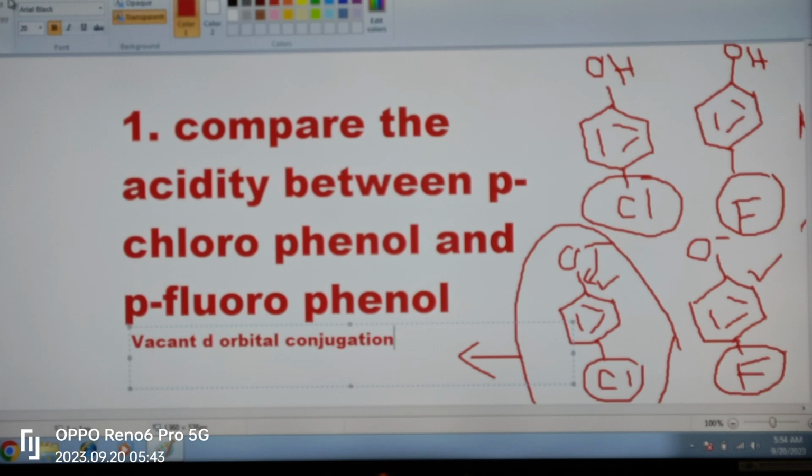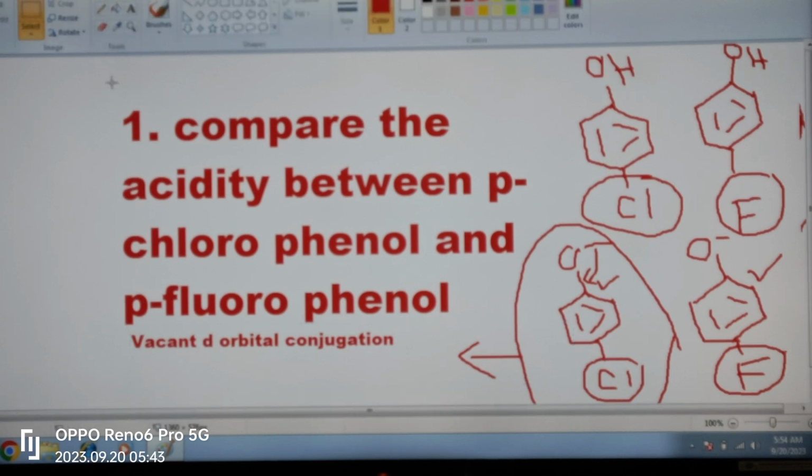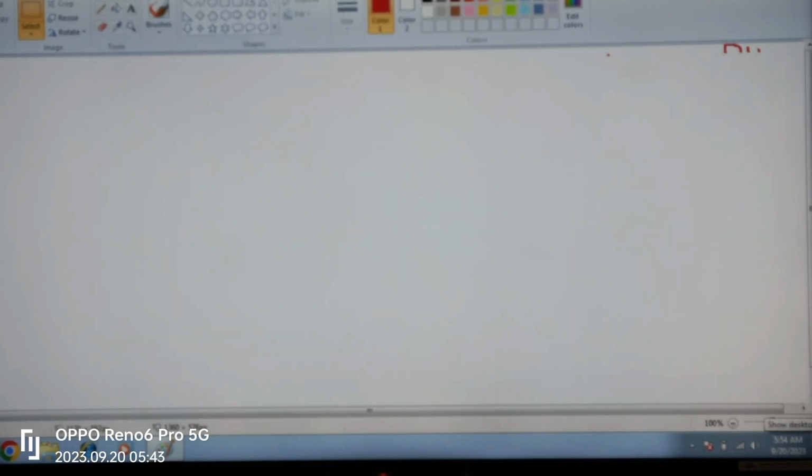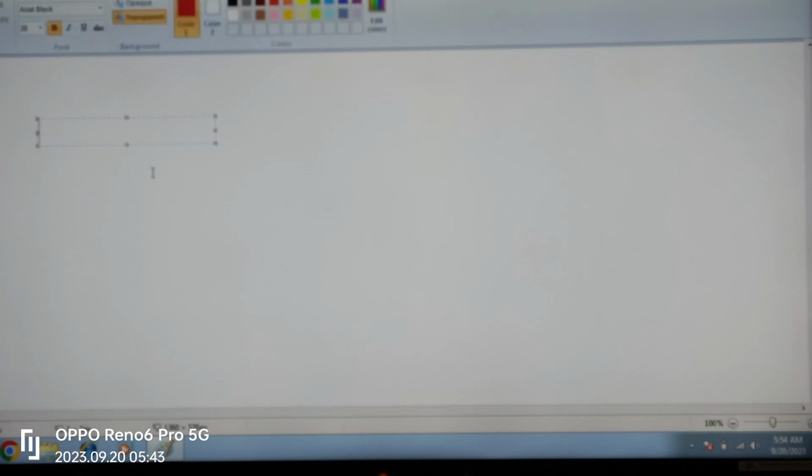Now we are moving to some other interesting examples. So let us try to explain the relative acidity of some more compounds. Now I am erasing this. I am taking some simple examples. So this is question number 2.